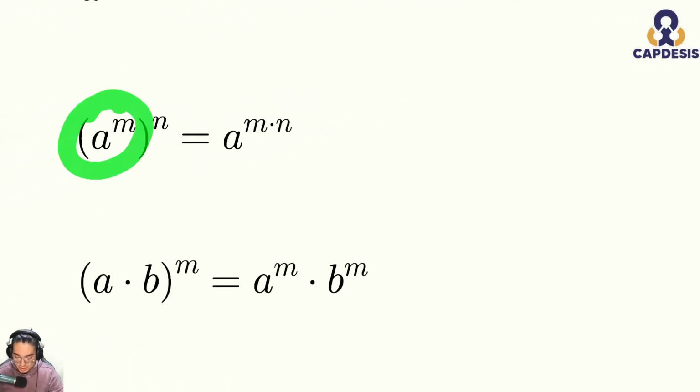a to the m, all raised to the n, gives us a to the m times n. An example: 5 raised to the 5, all this in parentheses, raised to the 5.